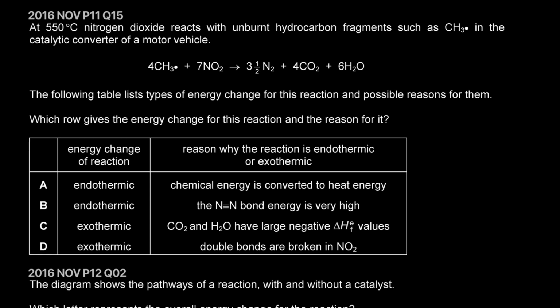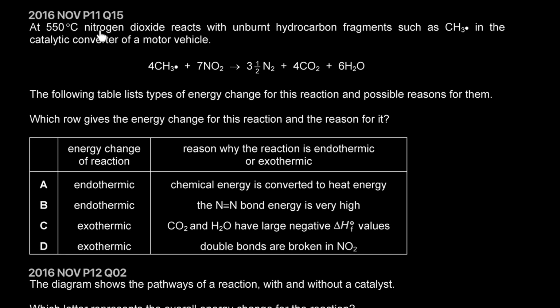At 550 degrees Celsius, nitrogen dioxide reacts with unburnt hydrocarbon fragments, such as a methyl group. This is a methyl radical, in the catalytic converter of a motor vehicle. The following table lists types of energy change for this reaction and possible reasons for them. Which row gives the energy change for this reaction and the reason for it? Over here, we don't know if the reaction is actually endothermic or exothermic, but we have to deduce whether it's endothermic or exothermic based on the reason that's given to us.